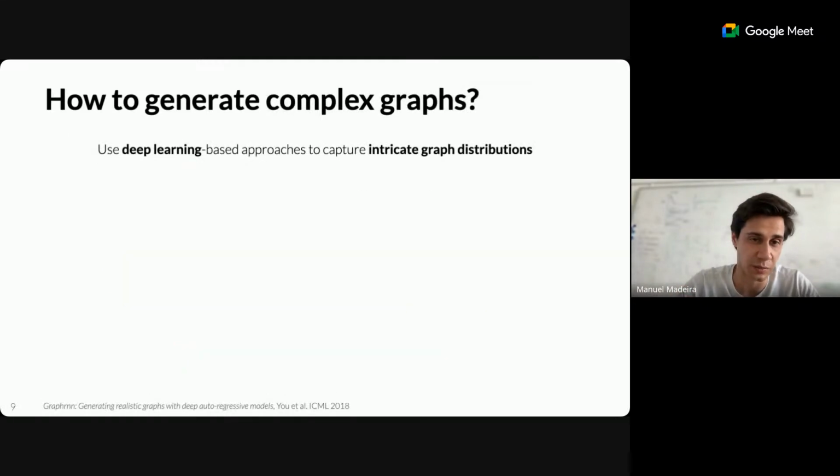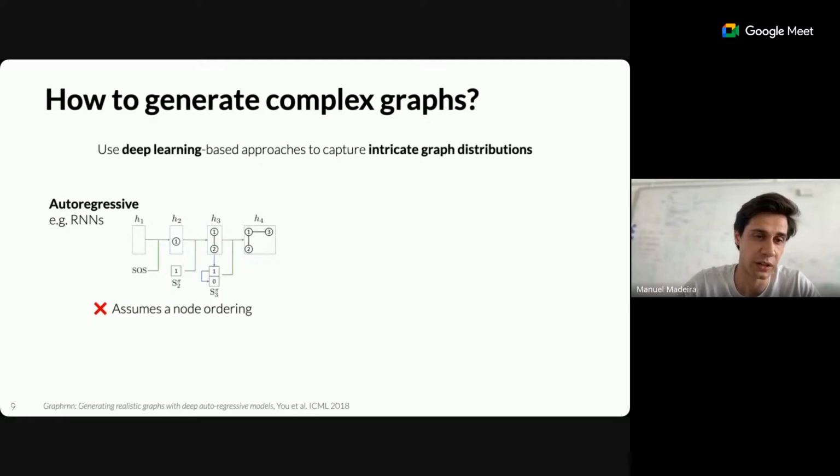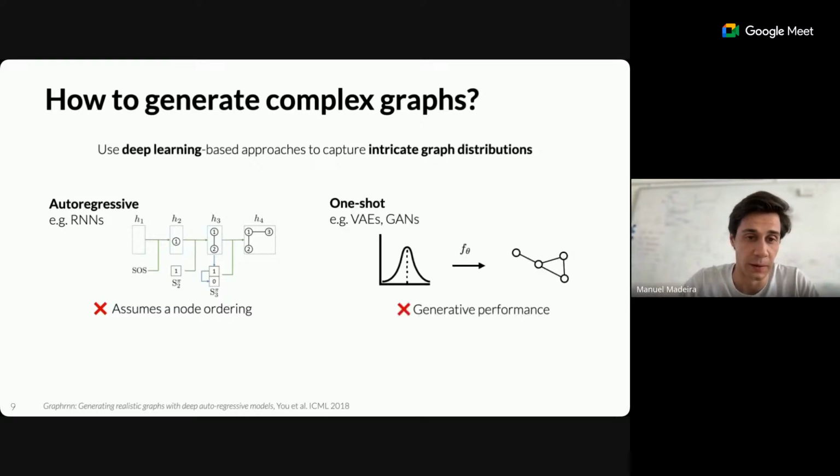Therefore, deep learning-based approaches emerged as able to capture intricate graph distributions. The first generative paradigm where these approaches emerged was the autoregressive paradigm, where you progressively grow your graph by inserting nodes and edges until you have your final graph. However, this type of approach assumes a node ordering, which is a notion that graphs inherently lack, making this approach impractical.